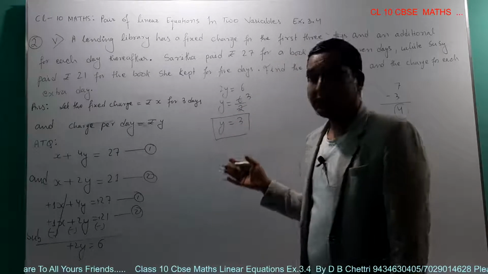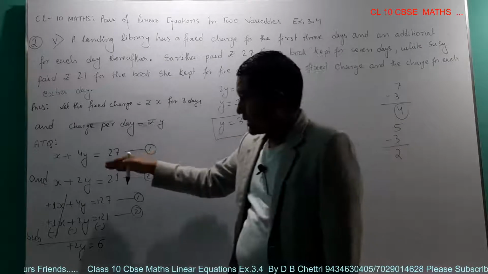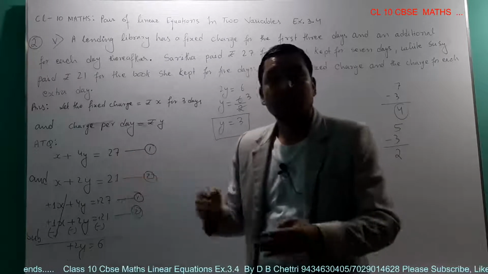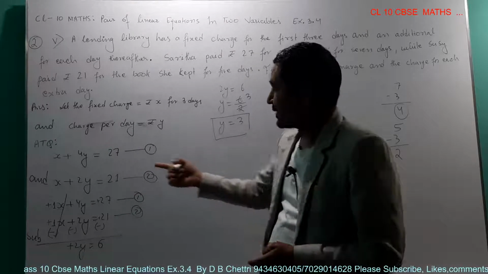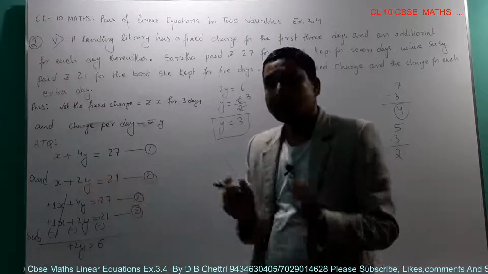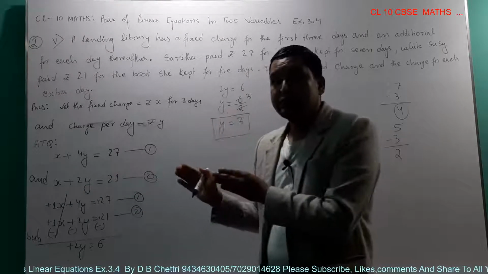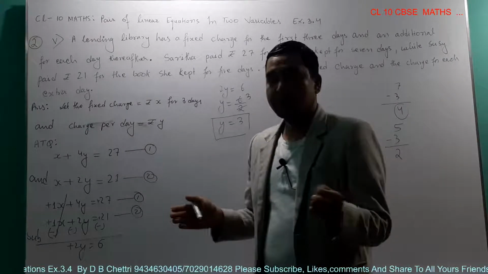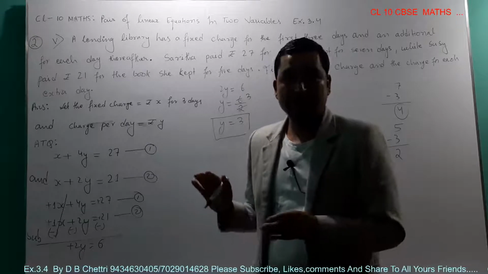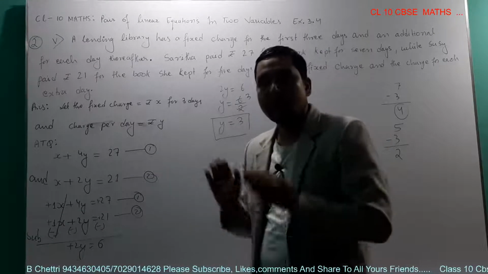Now after getting the value of one of the variables, substitute this value in any one equation, either equation 1 or equation 2, to get the value for another variable, that is value for x. While you are substituting the value of the variable, substitute in that equation which is easy to solve. If you substitute in any, we will get the same answer, but choose that equation which is easy to solve, which saves our time.